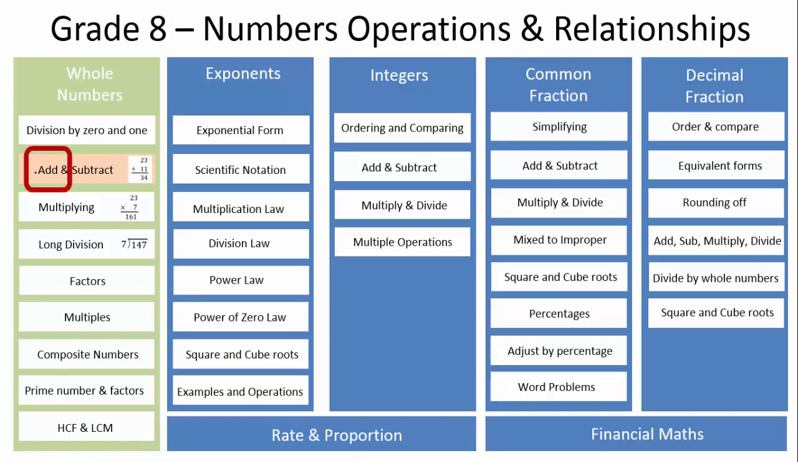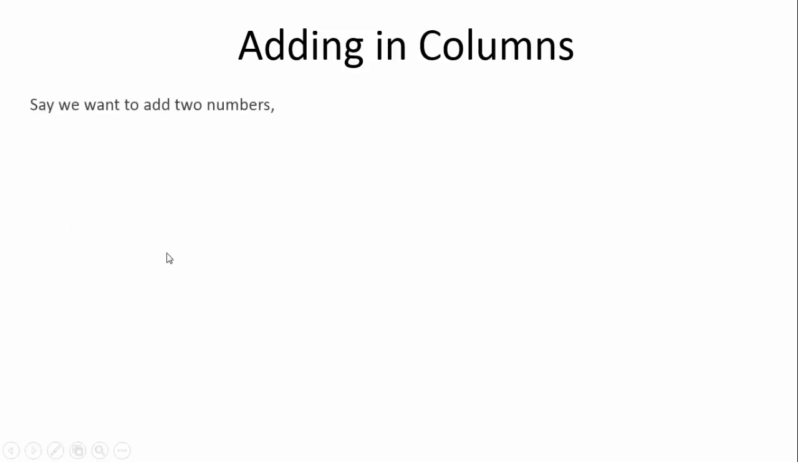Okay guys, now we're going to be doing adding and subtracting in columns, right? This is in the whole number section. We still got exponents, integers, common fractions, decimal fractions, and lastly rate, proportion, and financial maths to go. But let's now look at adding and subtracting in columns.